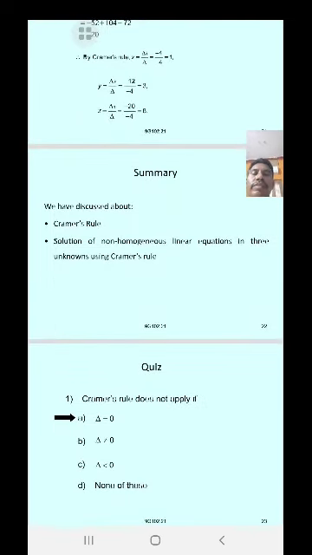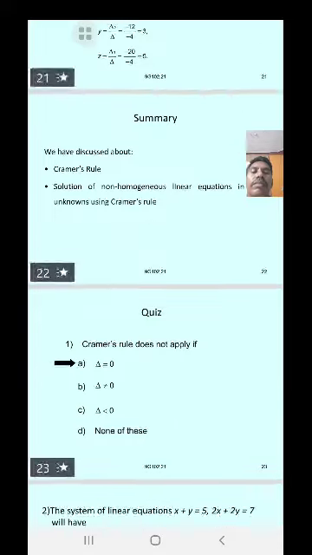Summary. We have discussed Cramer's rule, the solution of non-homogeneous linear equations in 3 unknowns using Cramer's rule.